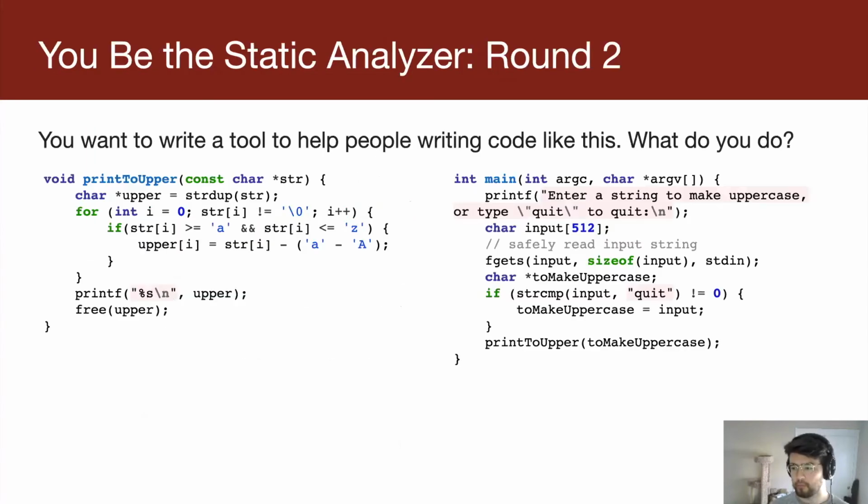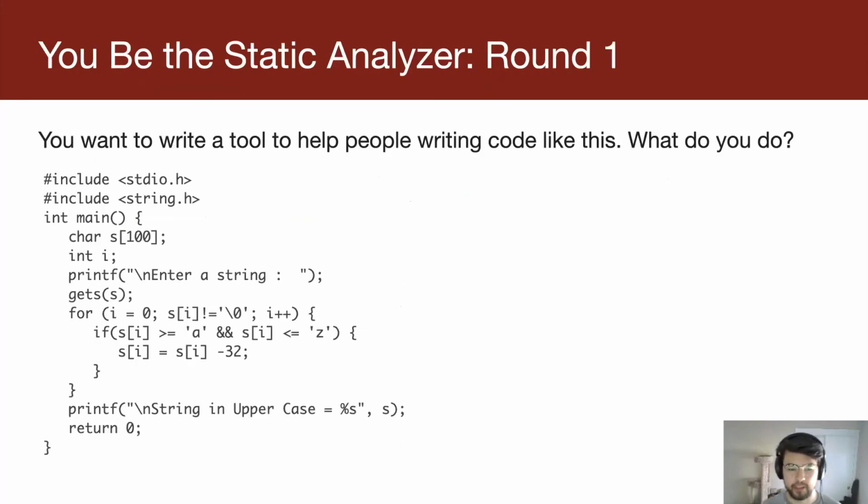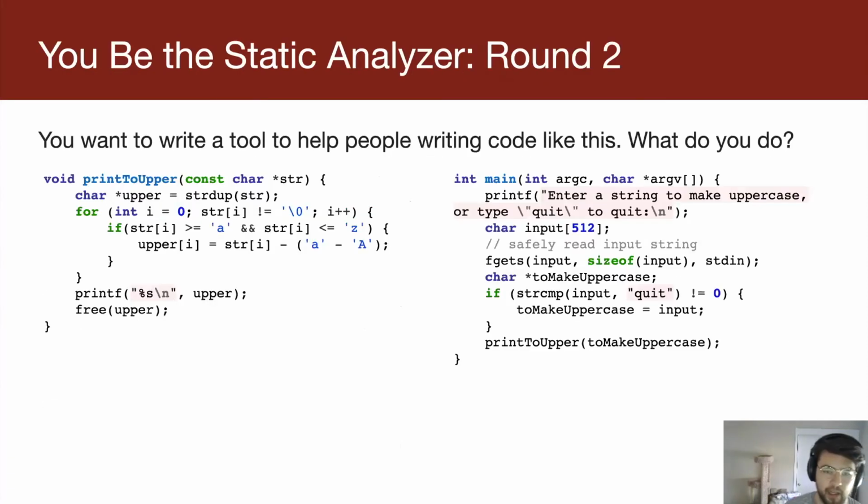Okay, so we said we have a way to find these sorts of issues. What about this? Let's say that somebody writes some code like this. How do you help them find the issue? Just for the sake of time, this print to upper is just uppercasing the string and printing it. It's not particularly important. There's no mistake here. But here, we're reading input from the user. This is fine.